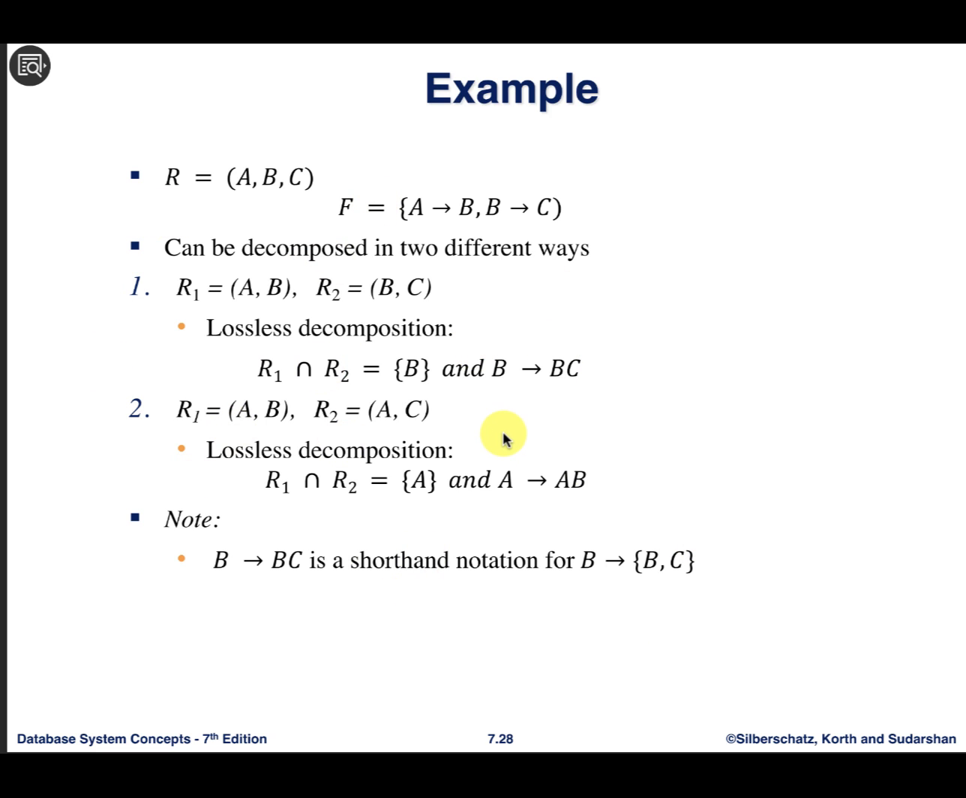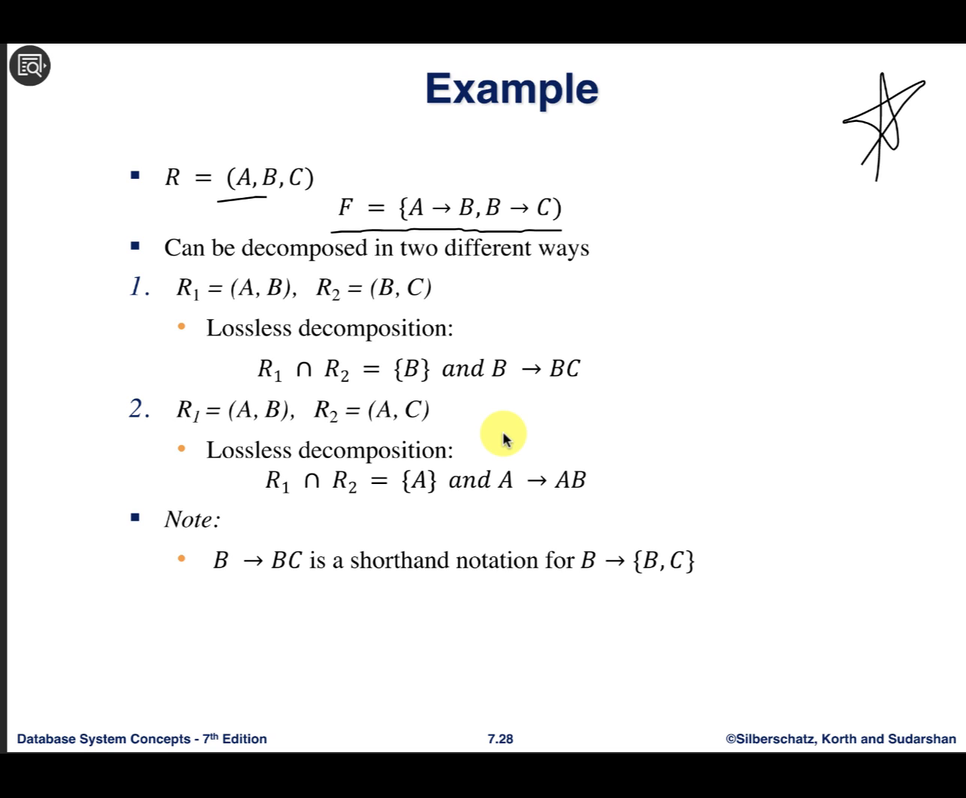This is a simple example, and again, this is very important, something similar will appear. If I give you a relation R, and I give you the set of functional dependencies associated with this relation, that means A determines B and B determines C. Okay?